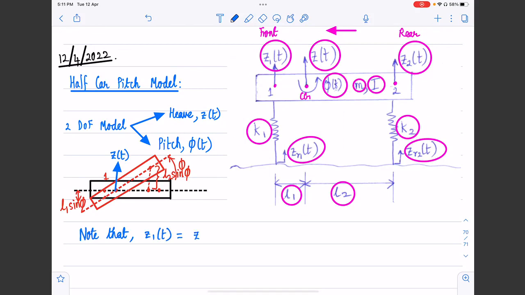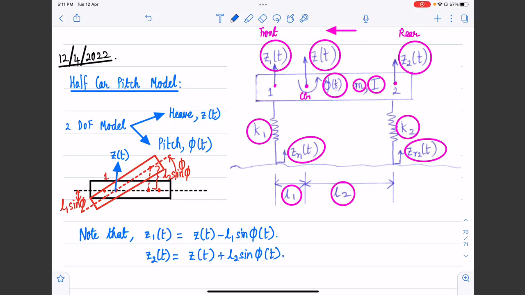Z1 is going to be equal to Z of t minus L1 sine phi t. Okay, that is Z1. And Z2, which is the vertical displacement at point 2, that's going to be equal to Z of t plus L2 sine phi of t. I hope it is clear, right? How we got this. All right.